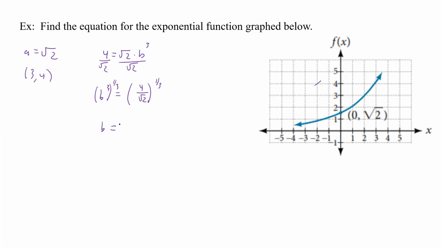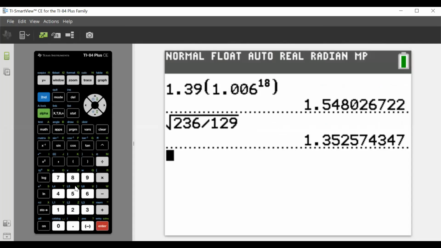So then b is equal to, well, now I have to actually plug this into my calculator and figure out what that is. Well, if I take 4 divided by the square root of 2, and then get out of that, and then parenthesis, and raise that to the 1 divided by 3.